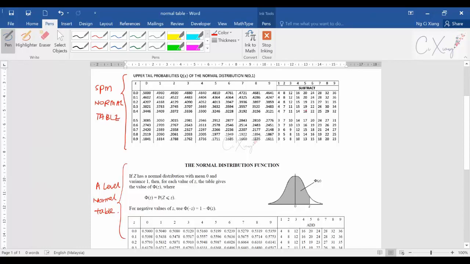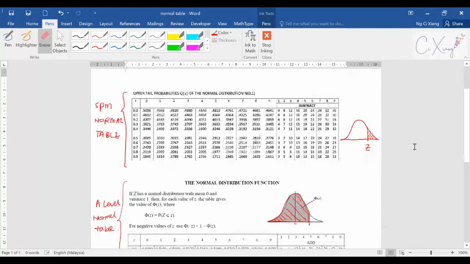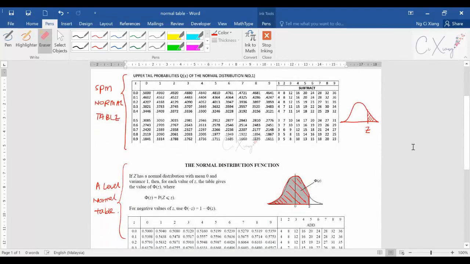All right, okay. Then what's the difference between these two? If you look at the A-level normal table, the value that they give you in the table is the left-hand side value. That means the probability that you get is on the left for a particular value. And for SPM, the value that they provide in your formula booklet is actually on the right-hand side of the value. So actually, they are two totally different tables. Last time you learned the greater one, but now you are going to use the smaller table.